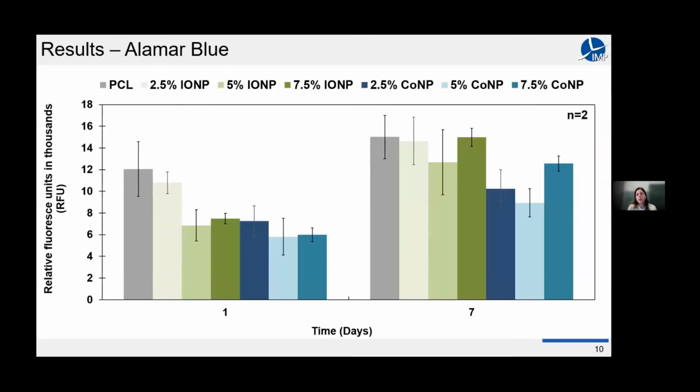The results of the metabolic activity show that there is no big difference in the metabolic activity for the scaffolds of polycaprolactone in relation to the inclusion of the nanoparticles. However, the scaffolds with IMP behave more similarly to the reference than the ones with CMP. We were somehow expecting this because cobalt can be cytotoxic for the cells, but we are still trying to improve the ideal concentration for this type of particles in the scaffold.